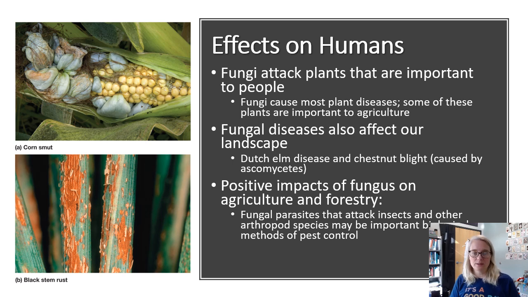Some effects on humans. We have fungal diseases that can affect our bodies, like athlete's foot or ringworm, which is a fungal infection, and yeast infections. They can cause disease. They can affect our crops. So here's corn and here's wheat. I think some of these diseases, smut and rust, are fungal infections that can impact our agriculture.